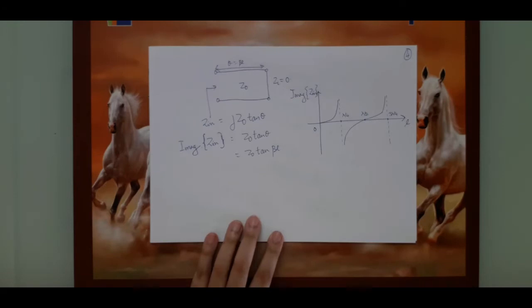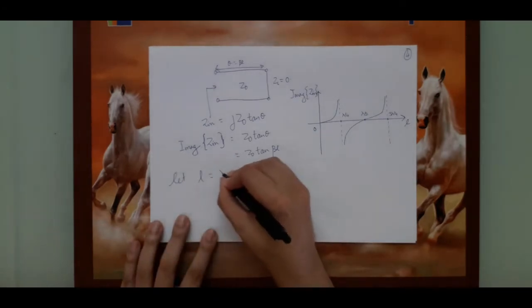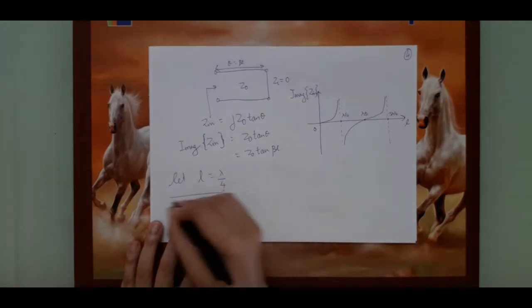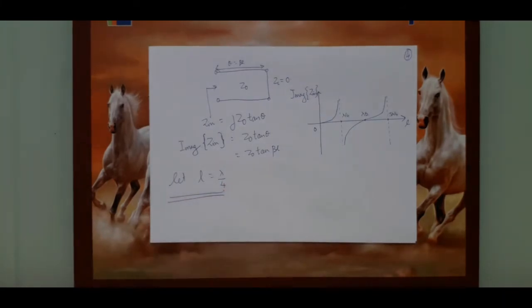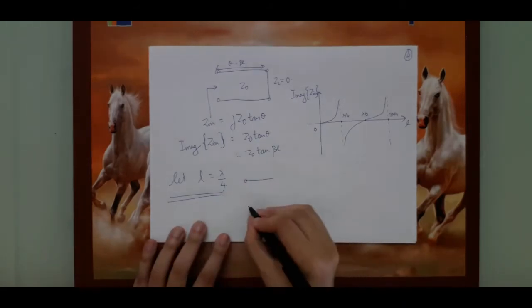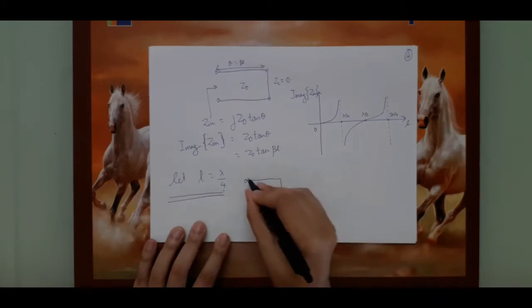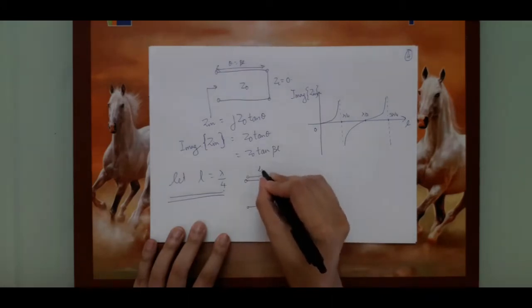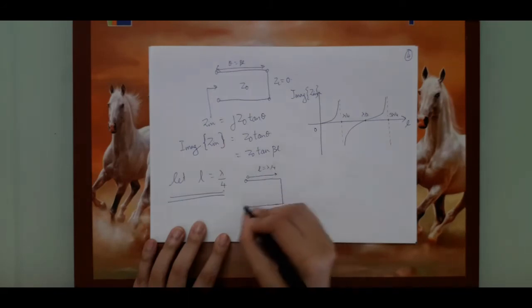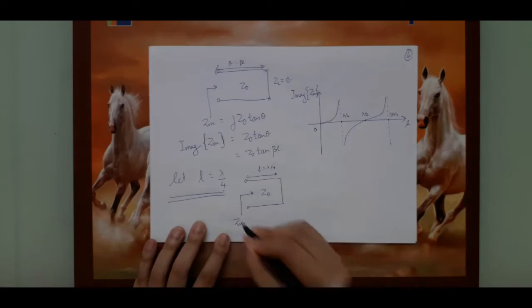So now let L be exactly equal to lambda by 4. So what will happen? I have a transmission line which is terminated with a short circuit, and L is exactly equal to lambda by 4. This is Z0, this is Zin.